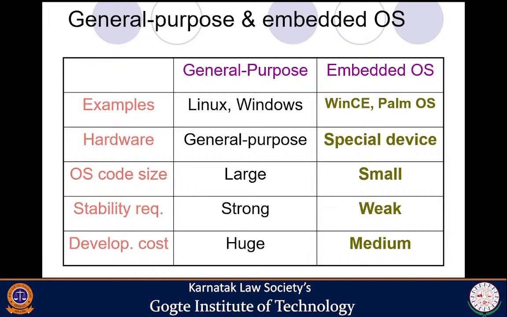Whenever you have an embedded system, or any system, you have an OS which controls the functioning of the system. It could be a general purpose OS, or in the case of an embedded system, an embedded OS. Some of the criteria are mentioned. In general purpose, you could have Linux and Windows, whereas embedded OS examples are Windows CE and Palm OS. On hardware, general purpose OS is used for general purpose, but an embedded OS is used for a specific device purpose. OS code, stability requirement, and development cost are accordingly mentioned for both of them.